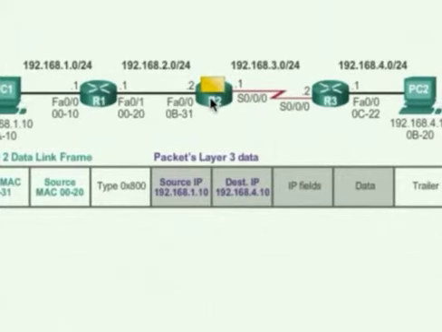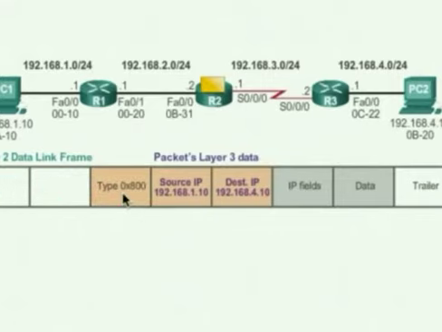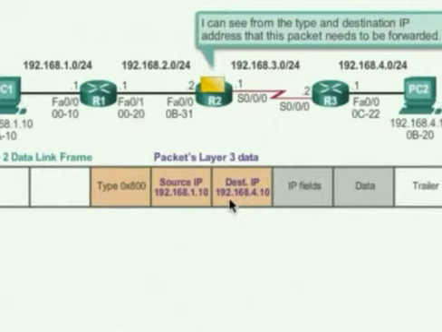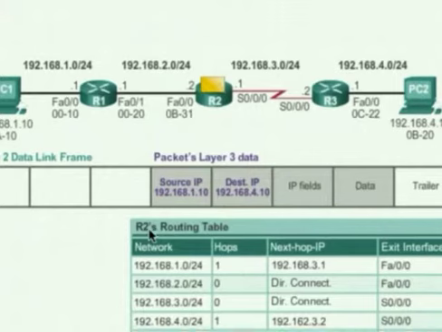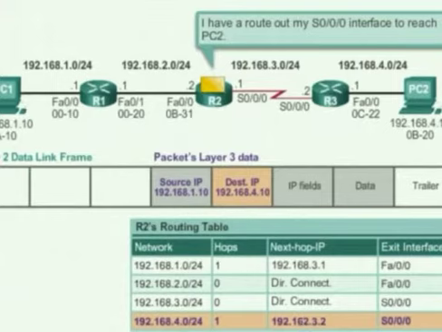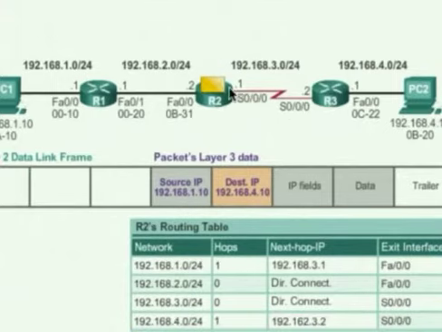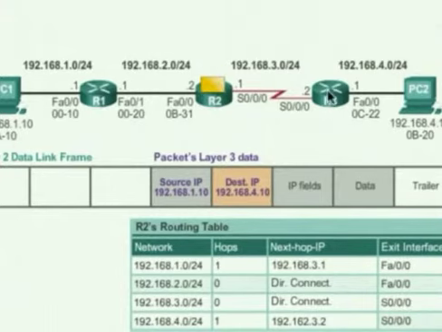Now that the packet is in router 2, it must route it to its destination. So it is the same process as if the packet was in router 1. It must search for the MAC address, so router 2 must investigate. Then it sees that it has an Ethernet frame. It sees that it has an IPv4 destination. It searches in the routing table and identifies router 3 as having the directly connected network of the destination. So router 2 knows that it must forward the packet to router 3.